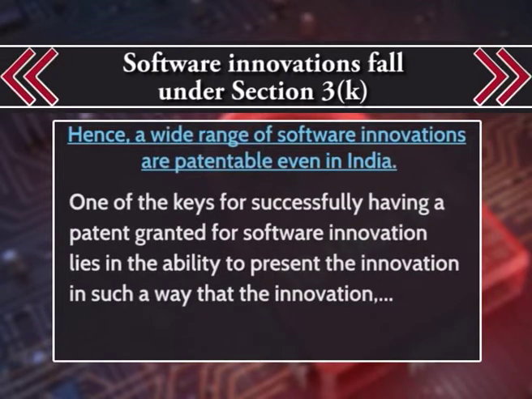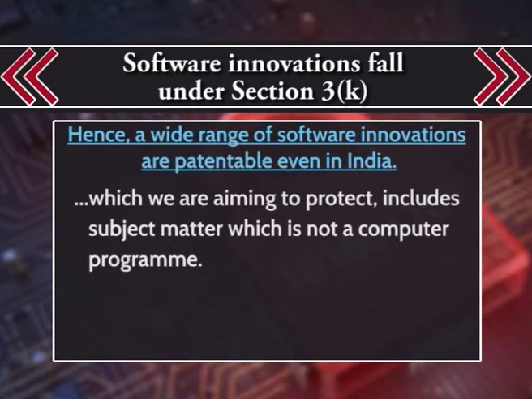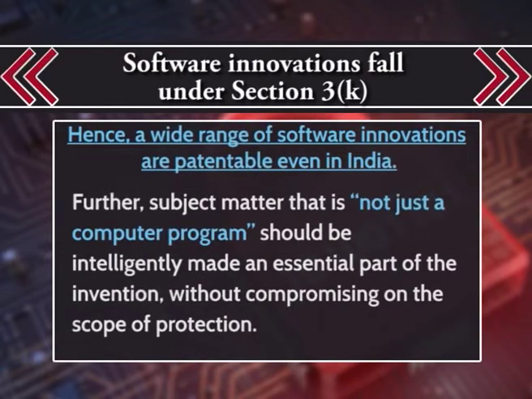One of the keys to successfully having a patent granted for a software innovation lies in the ability to present the innovation in such a way that the innovation we are aiming to protect includes subject matter which is not a computer program. Further, subject matter that is not just a computer program should be intelligently made an essential part of the invention without compromising on the scope of the protection.